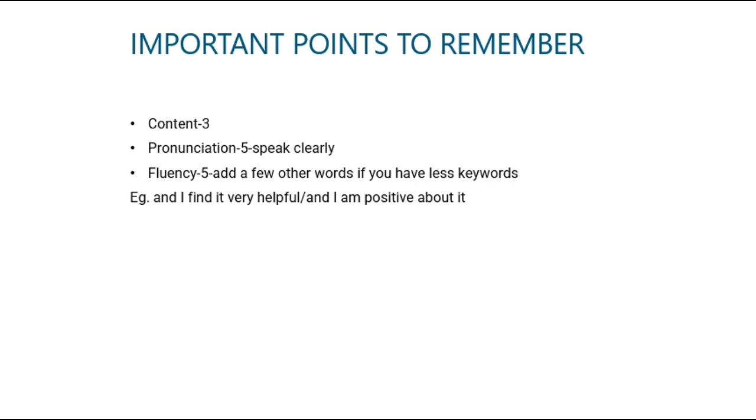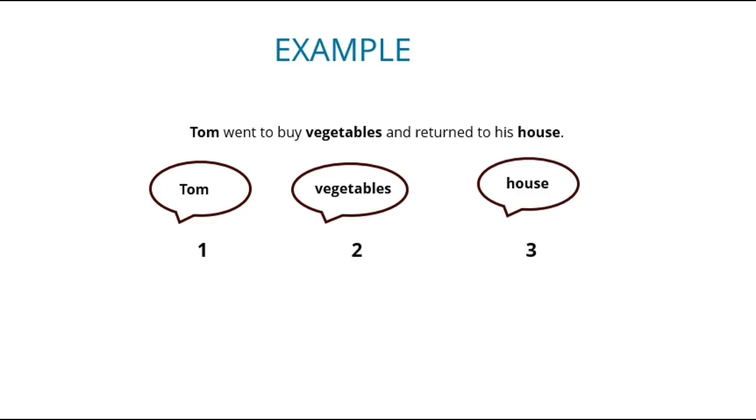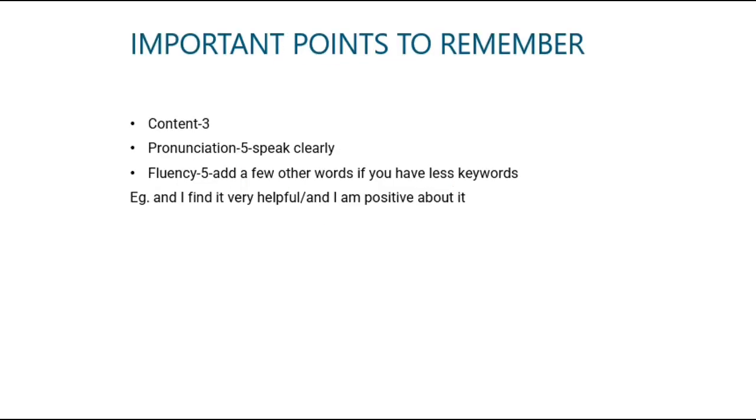Here you can see in the marking criteria, content we are given 3 points, pronunciation 5 points, fluency 5 points. So you have to make sure to complete the sentence, and while speaking the sentence, you're not supposed to hesitate or repeat. You have to make sure to pronounce each and every word very, very clearly, because we're given 5 points for pronunciation and 5 points for fluency.